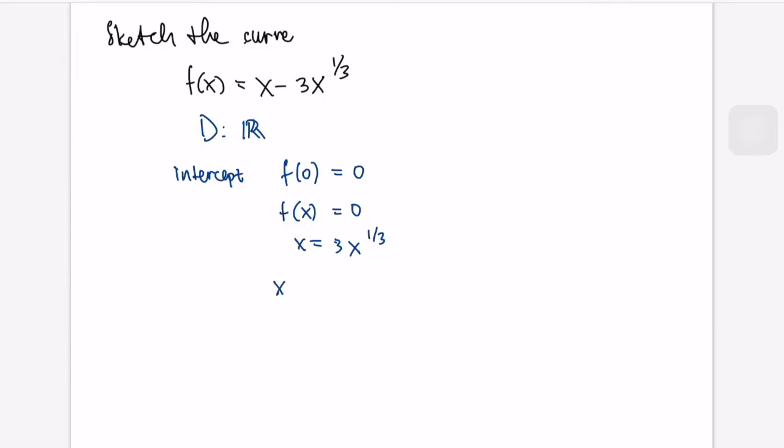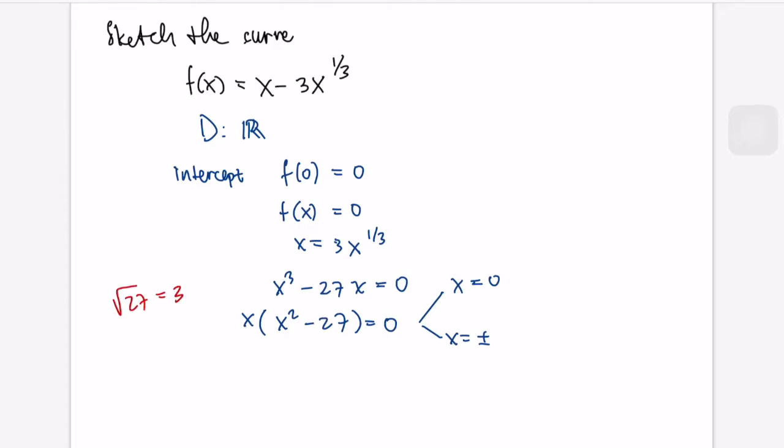Or we can have x, and we can simplify, factorize this. So we will have x equal 0 and x equal plus minus 3 square root of 3.